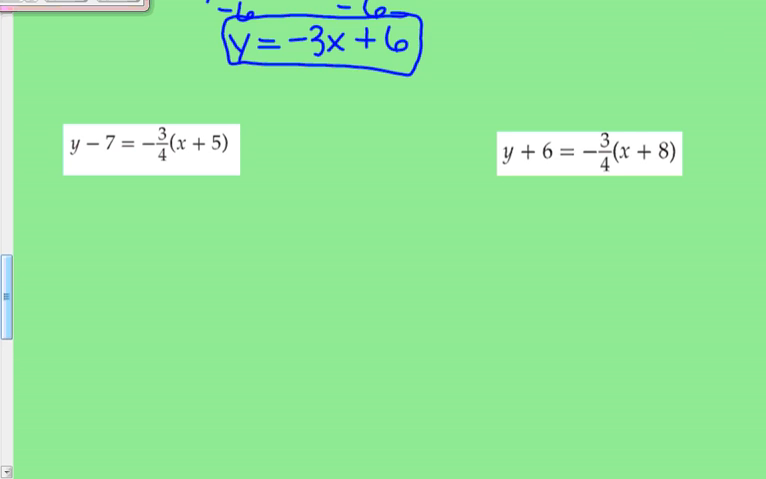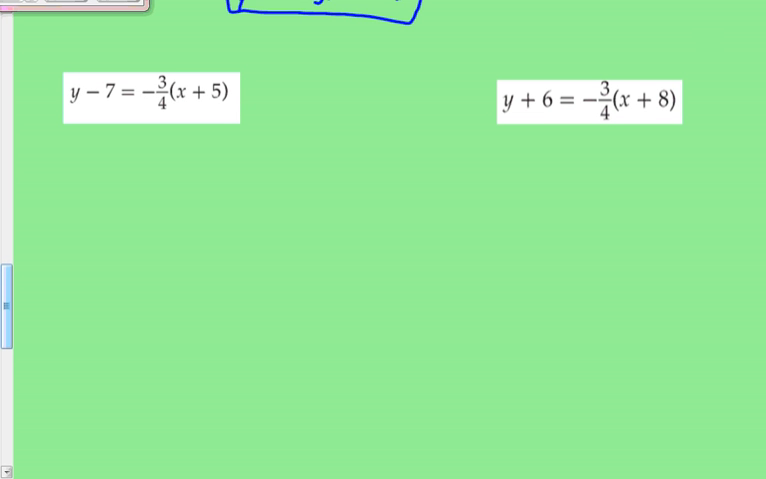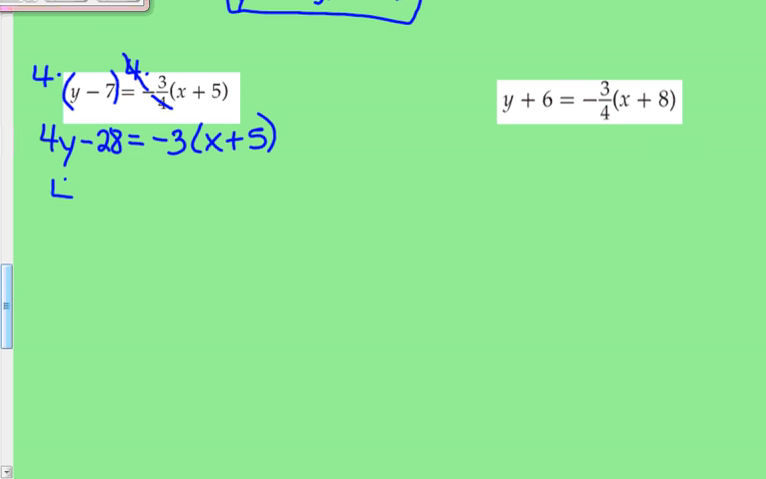Here's another one with a fraction in it. So I'm going to multiply both sides by 4, the denominator, so I can cancel out that fraction. Again, everything on this side gets multiplied with 4, but only the fraction on the right. 4 times y is 4y minus 28. These 4's cancel, leaving a negative 3 times x plus 5. Now I'll use distributive property. Make this a negative 3x minus 15. Now I'm going to add my 28 to the other side.